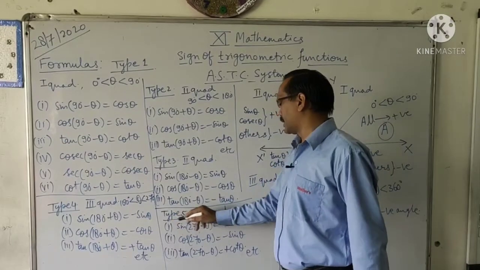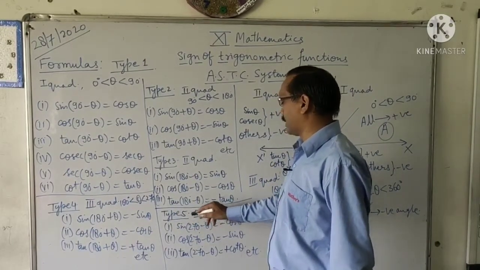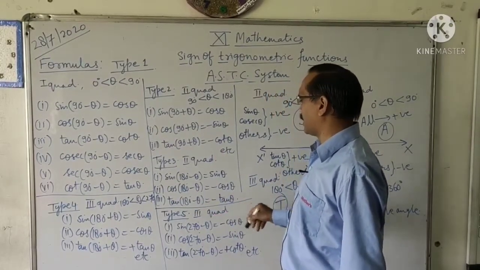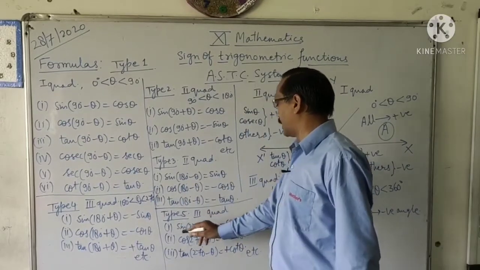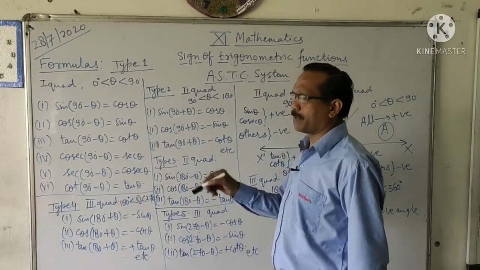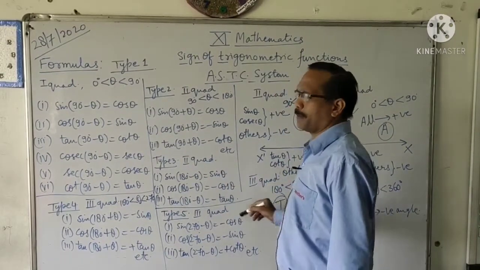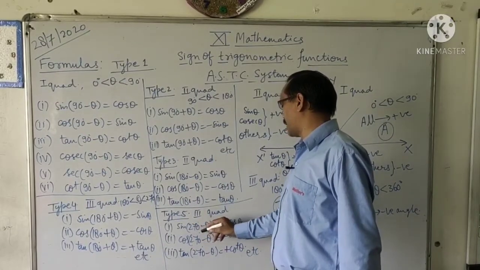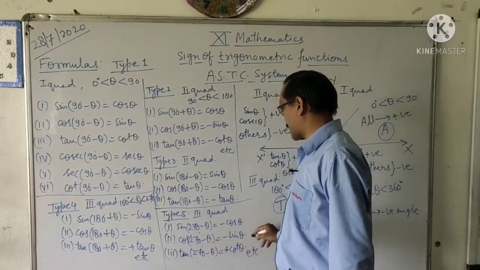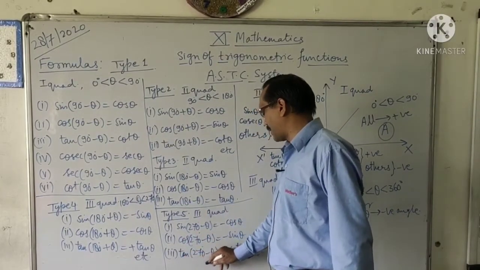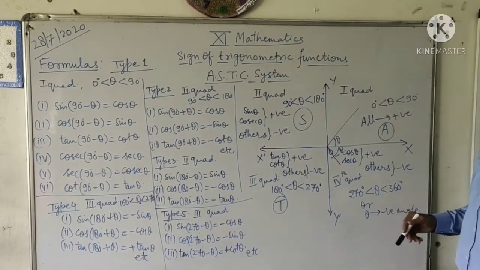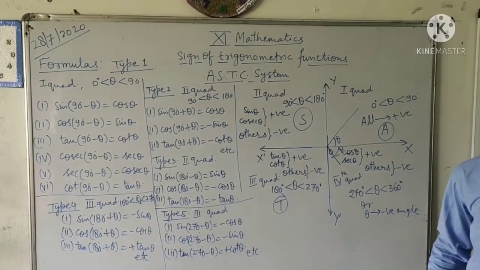Same is for type 5. Type 5 is also the third quadrant, right? Here theta is less than 270 degrees. So it is sin(270 degrees minus theta). There is a complementary change because it is an odd multiple of pi by 2. So sin(270 degrees minus theta) is minus cos theta. Cos(270 degrees minus theta) is minus sin theta and tan(270 degrees minus theta) is plus cot theta. So these are some formulas. There are some more formulas we will discuss after that.